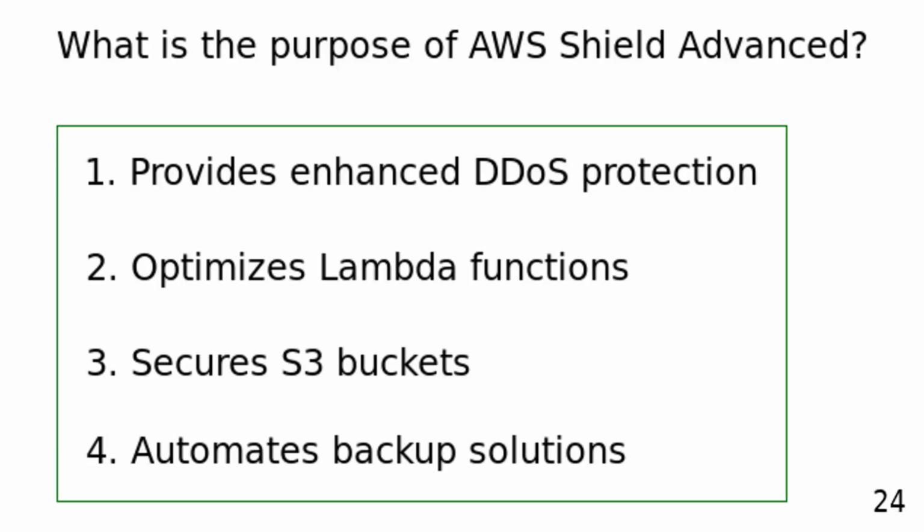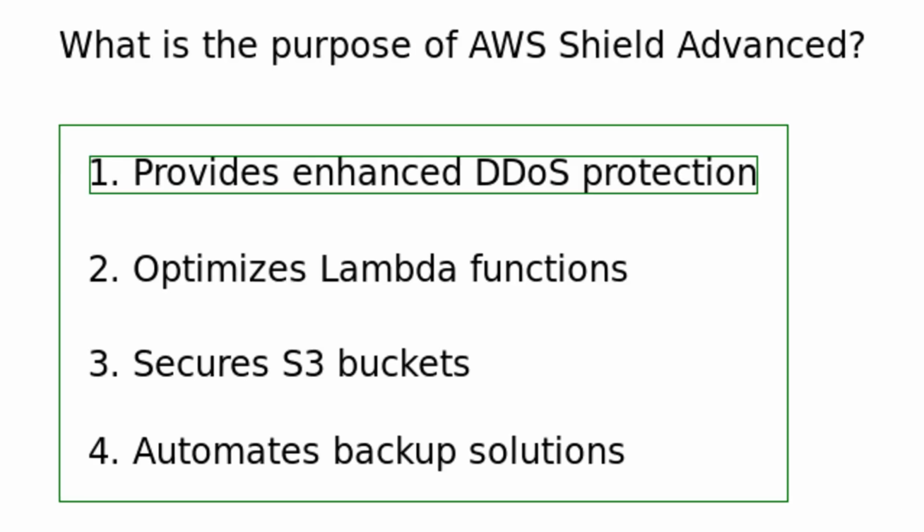What is the purpose of AWS Shield Advanced? Provides enhanced DDoS protection. Optimizes Lambda functions. Secures S3 buckets. Automates backup solutions. AWS Shield Advanced provides enhanced DDoS protection beyond the capabilities of AWS Shield Standard.